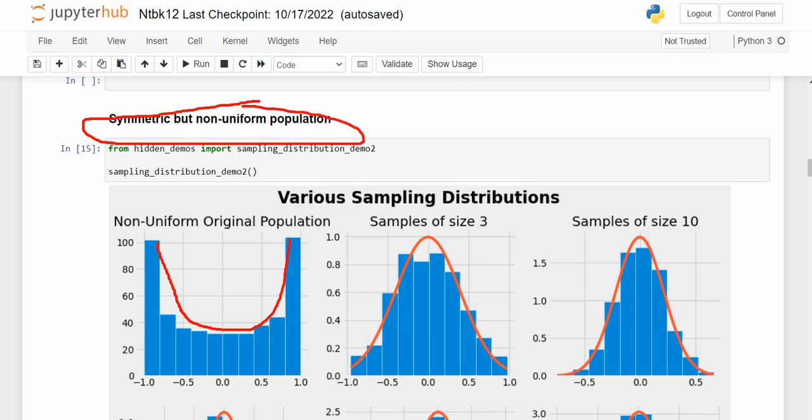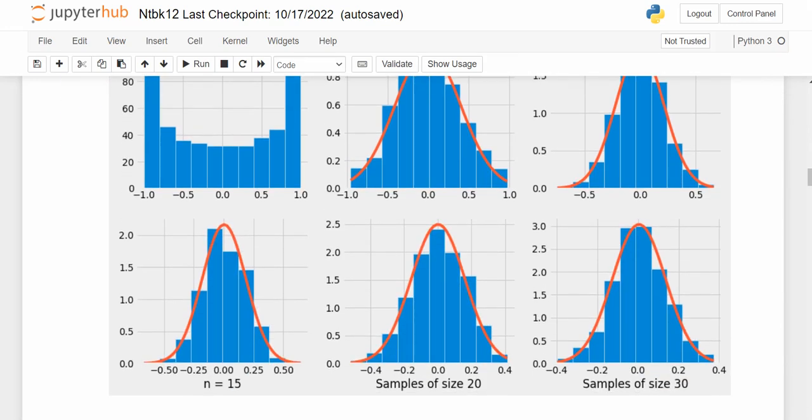We're going to have this sort of anti-bell shape. And look at this. Even with sample sizes of only size 3, we're already seeing a bell shape. It's not as clean as the other one where we started with a uniform distribution. But notice as the sample size gets bigger, and we get up to sample sizes of 30, we're getting a very good looking bell shape. Is it perfect? No, it's not perfect, but it's getting to be very good.